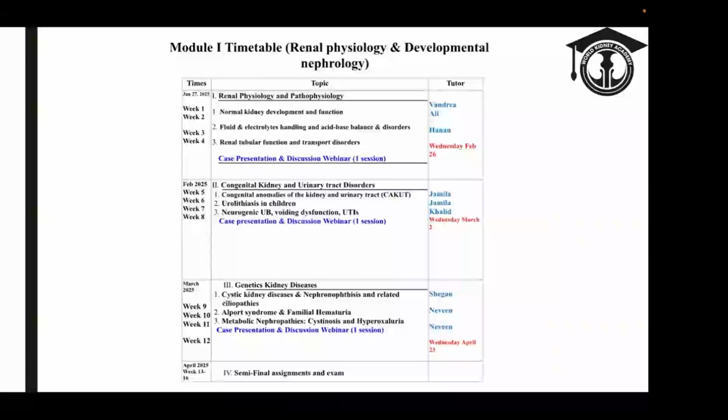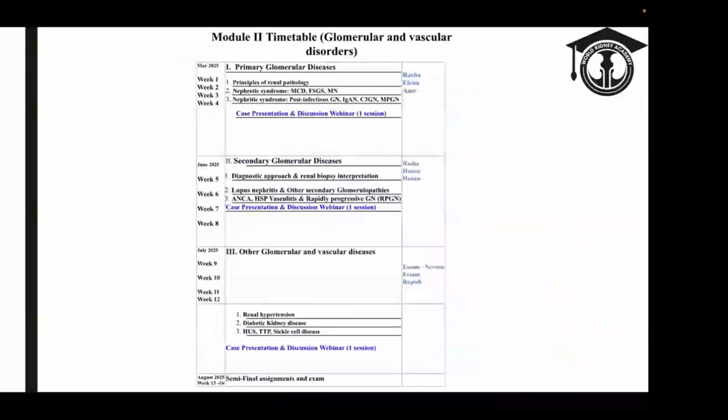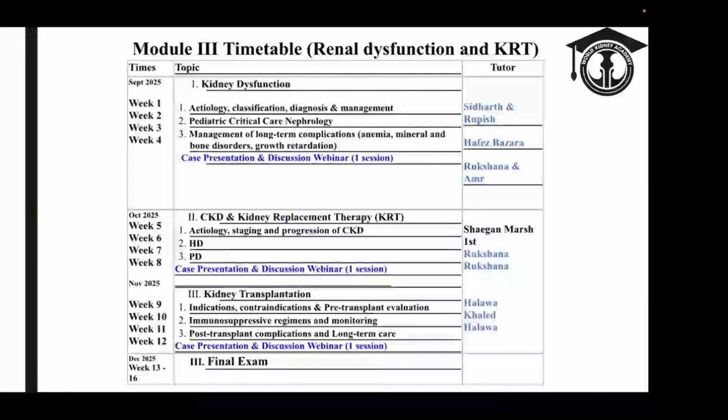And as you can see, we touch on different things, and some of the lectures are introductions and others go a bit more in depth. This is module 2 with our glomerular and vascular disorders, and onto renal dysfunction and kidney replacement therapy. So we touch on the basics, we revise the physiology, all the way onto therapies that are necessary for patients with kidney disease.